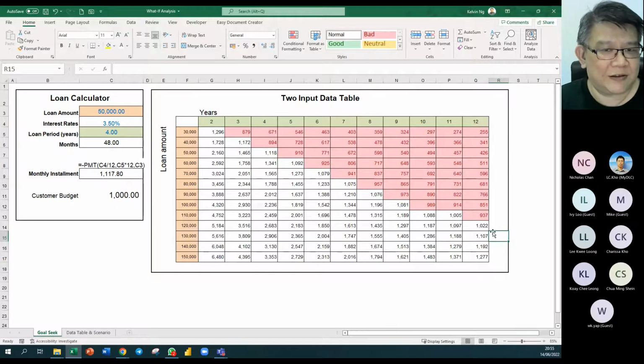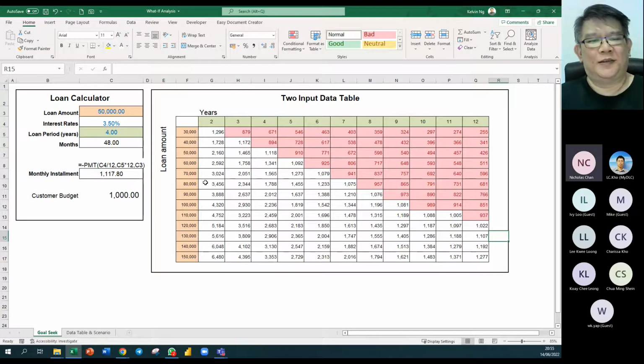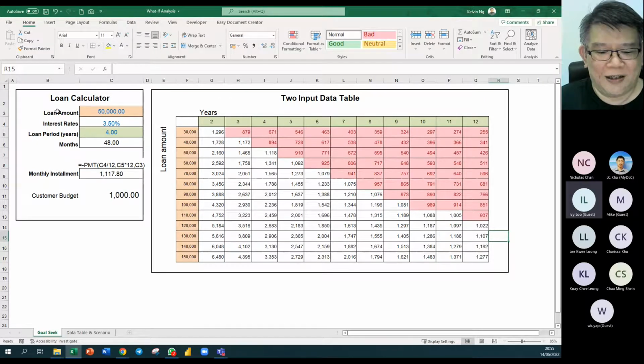Okay, Cole, you were asking the question, is it a formula? Now, it's not a formula, it's a feature that is inside Excel. So do you like it so far? Yeah, very good. Okay, now can I ask one question, sir?